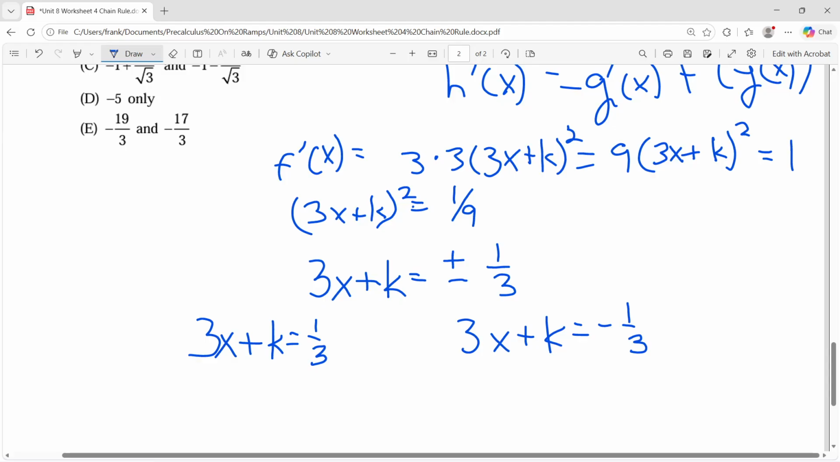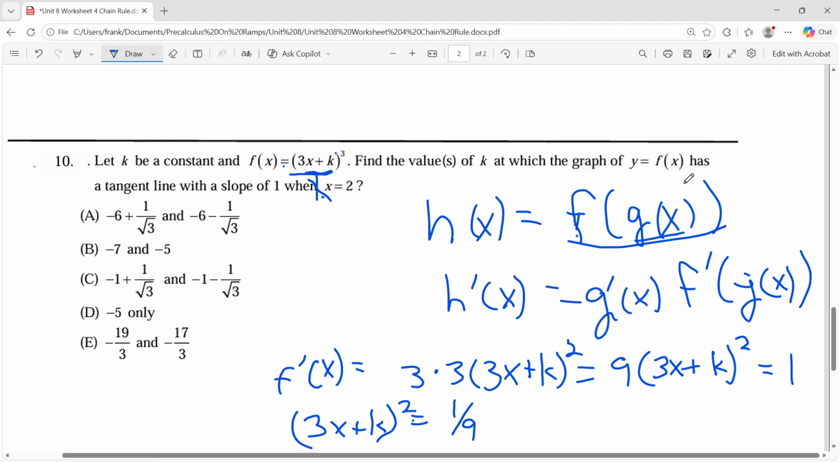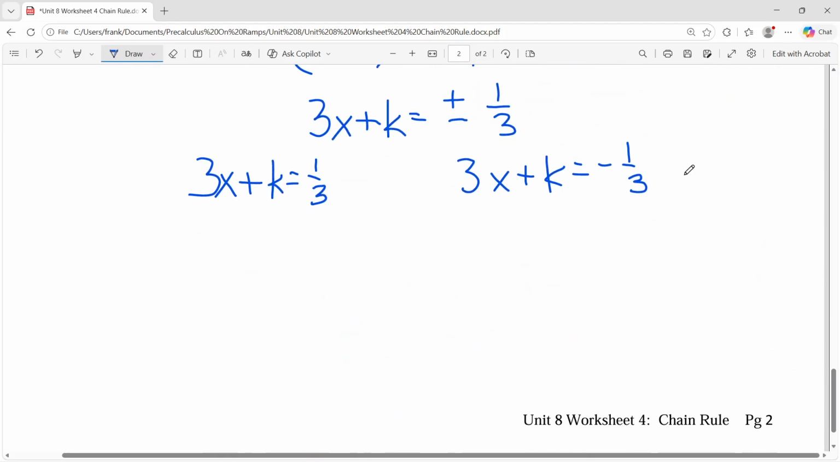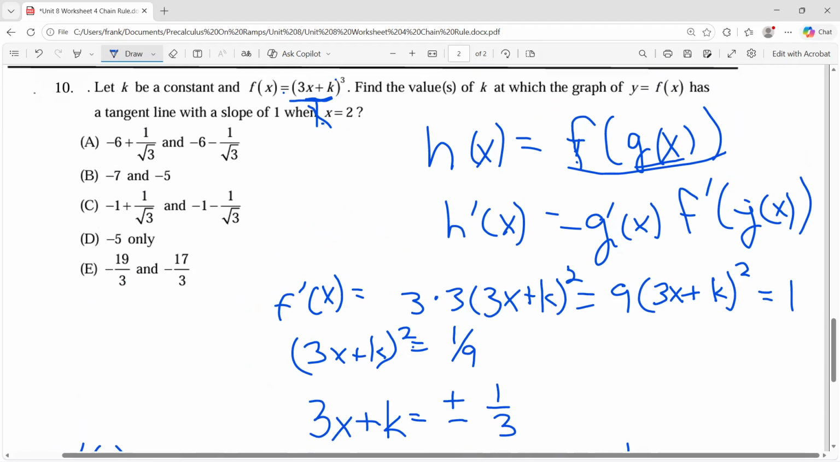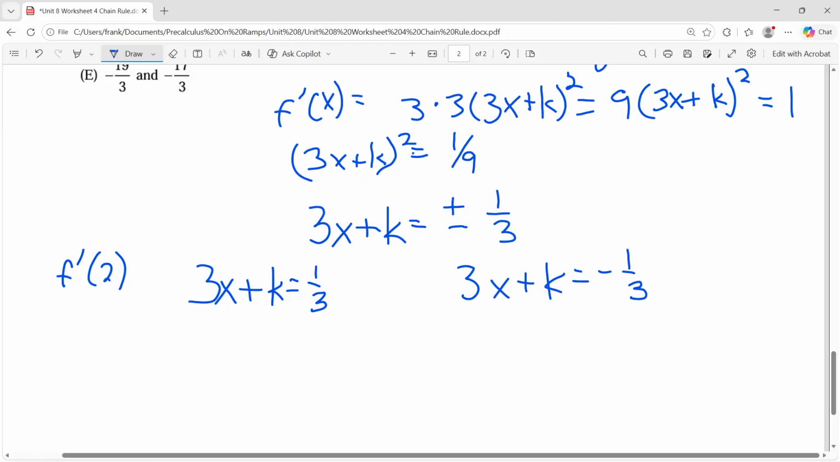And then, what was it again? When x equals 2. So now I'll plug in 2. I want to find f prime of 2, and I want it to be equal to that 1. So I'm going to put 2. 3 times 2 is 6, plus k equals 1/3. K equals, I'm subtracting 6, 1/3 minus 6. I can rewrite 6 as 18/3. And 1/3 minus 18/3 is negative 17/3.